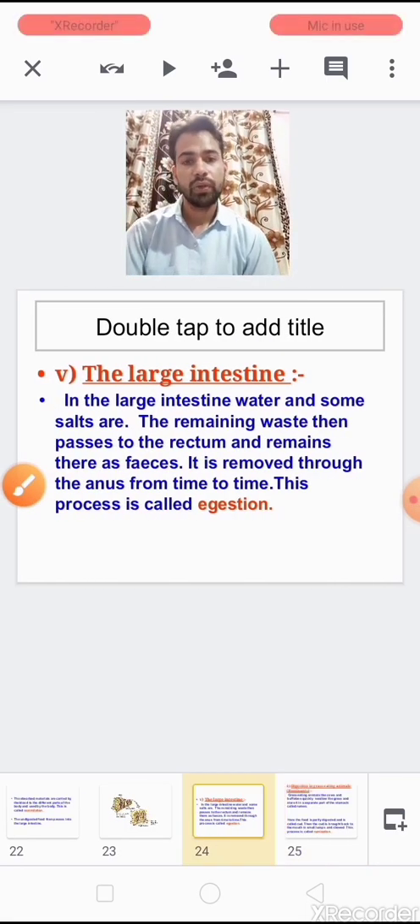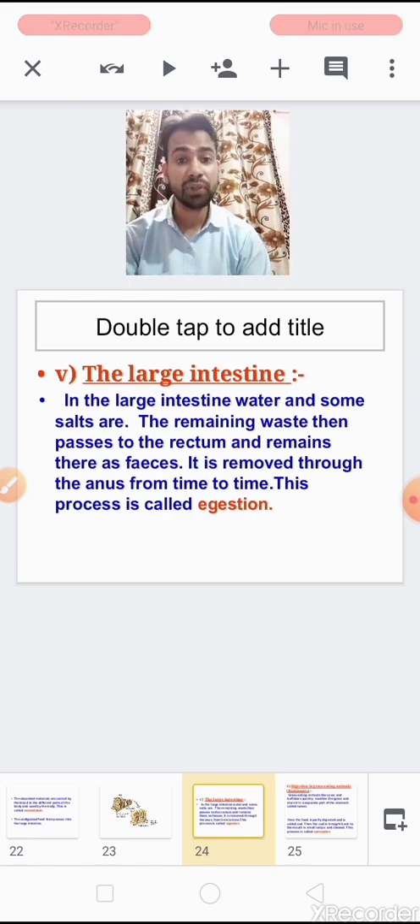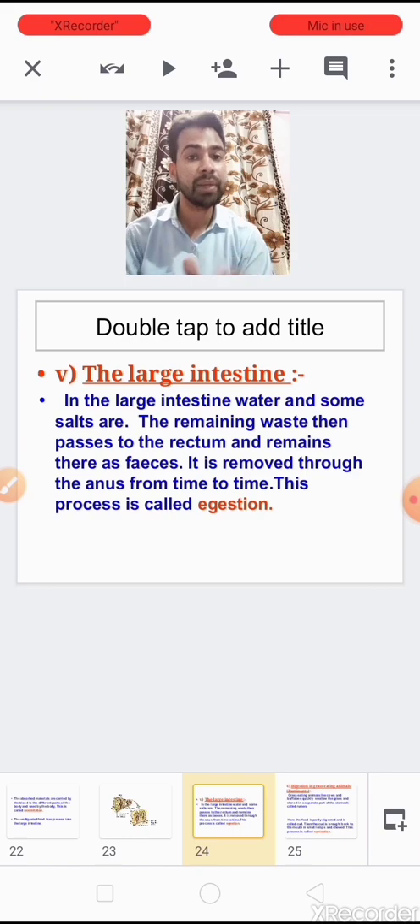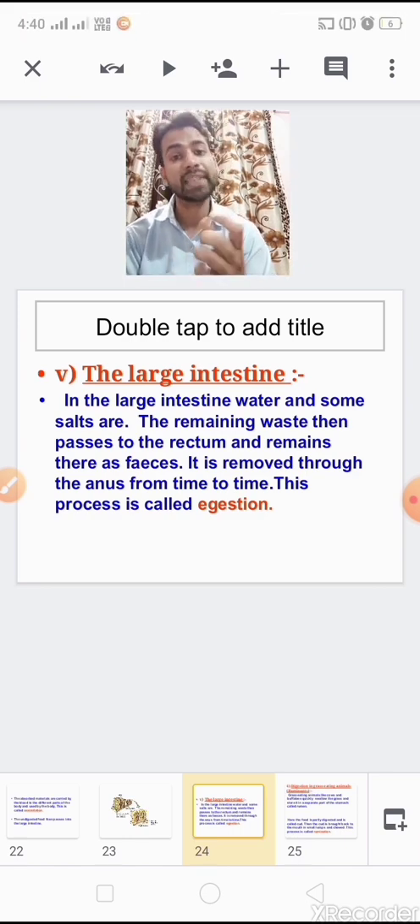Now children, we have discussed the 5 steps of animal nutrition, in which we have discussed the alimentary canal and digestive glands. These two topics are very important.